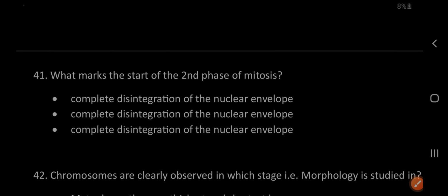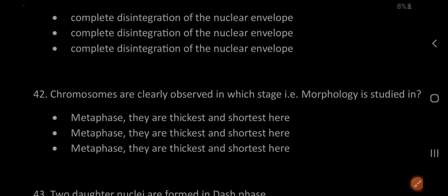What marks the start of the second phase of mitosis? Complete disintegration of the nuclear envelope. Chromosomes are clearly observed in which stage, that is, morphology is studied in metaphase. They are thickest and shortest here.